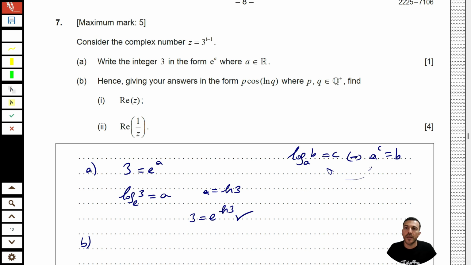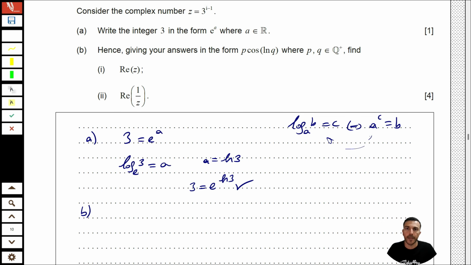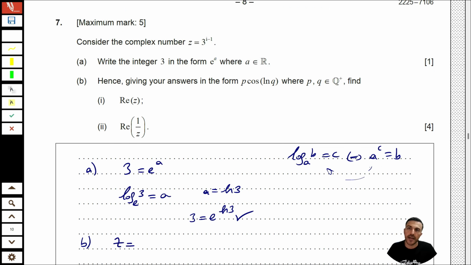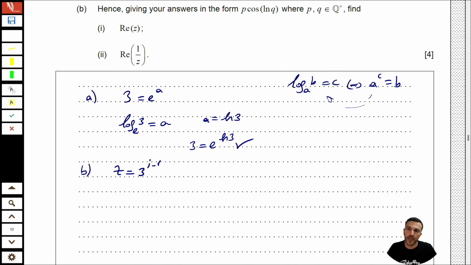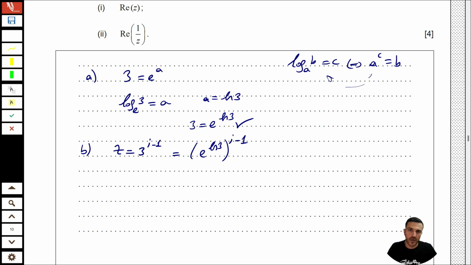And at question b, hence giving your answers in the form p times cosine of ln q, where q is a positive rational number, find the real part of z. And I know that z equals 3 to the power of i minus 1, but I will use e to the power of ln 3 instead of 3. So you can also write this as e to the power of ln 3 times i, times e to the power of minus ln 3, right?